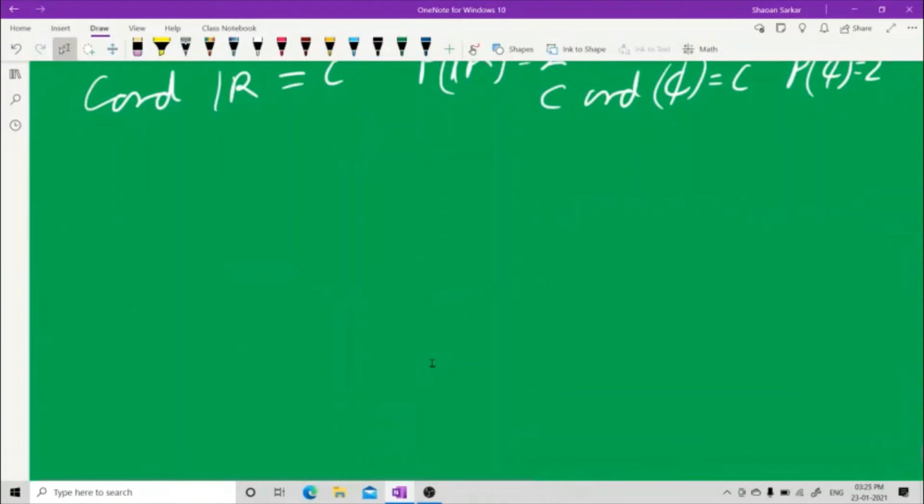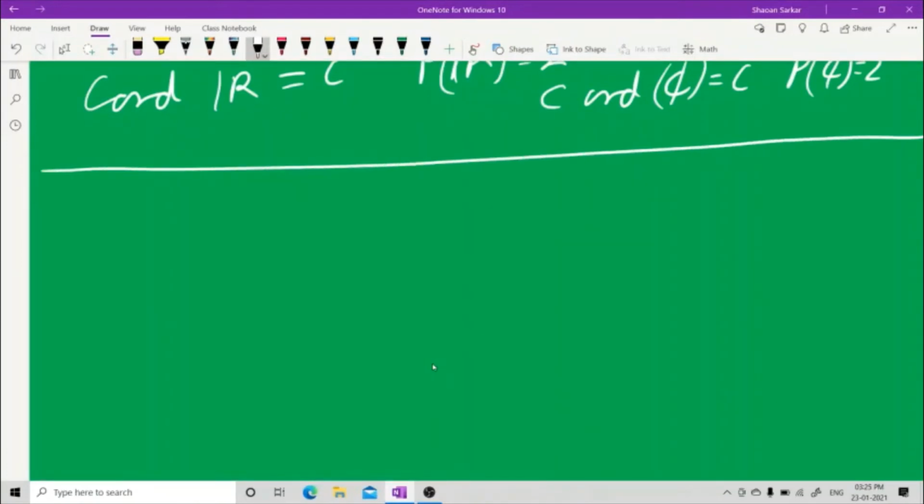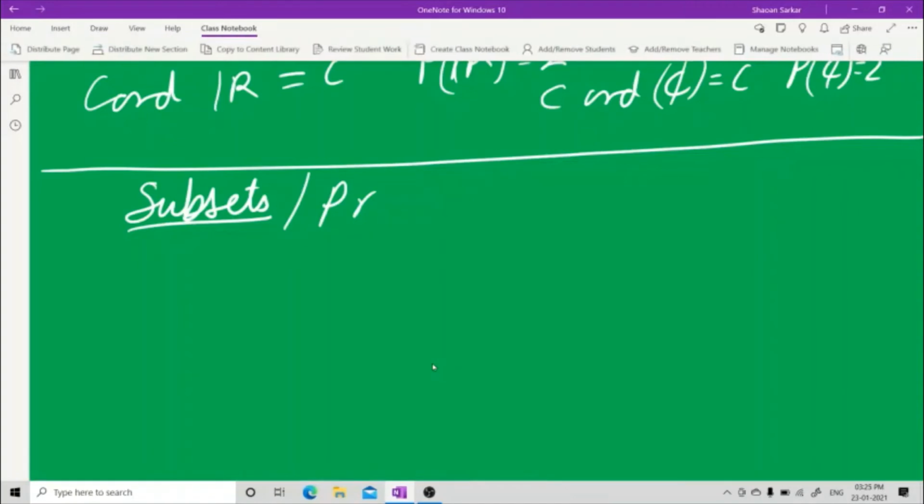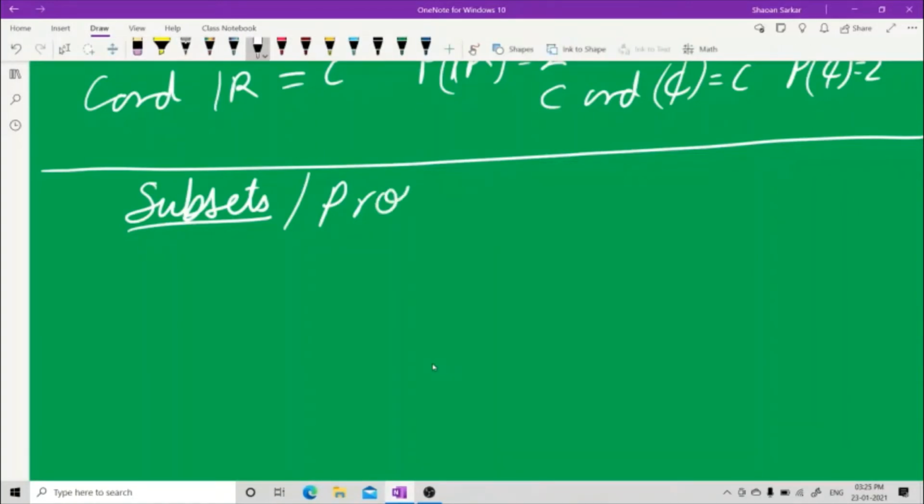Now see, first I'll make you understand subsets and proper subsets. I need to make you understand this. This is very, very important.